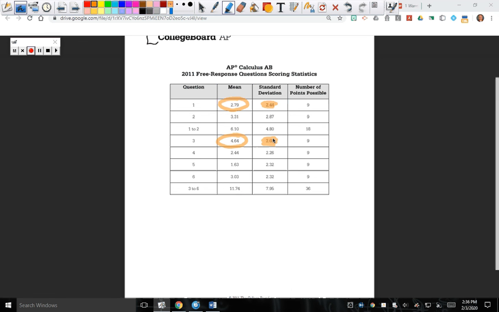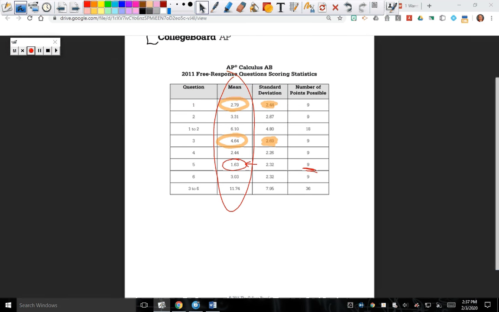Just to show you the spread, guys. It looks right here that the toughest question that year was what? 5. 5 was the toughest question. Out of 9 points, the average was 1.63.